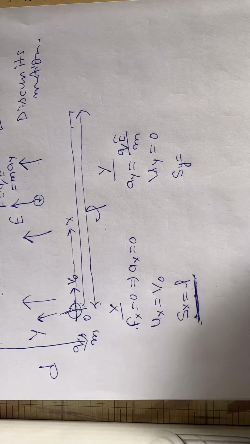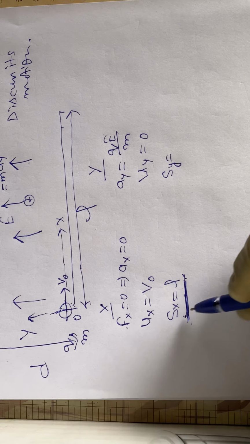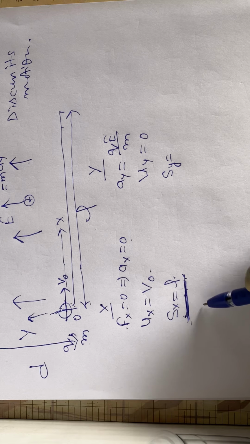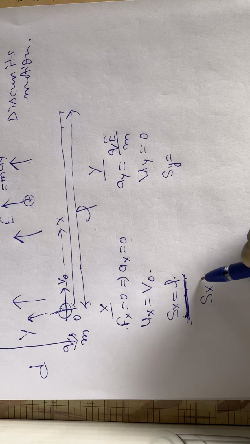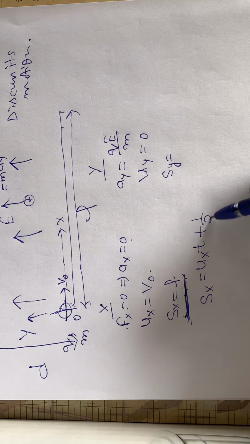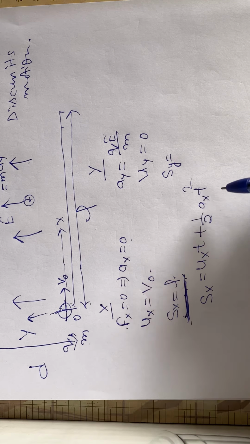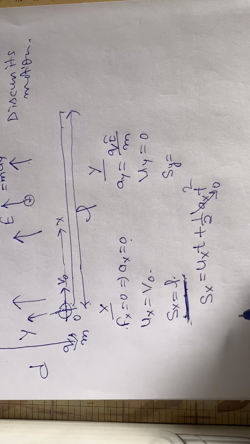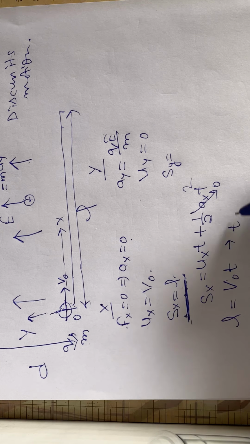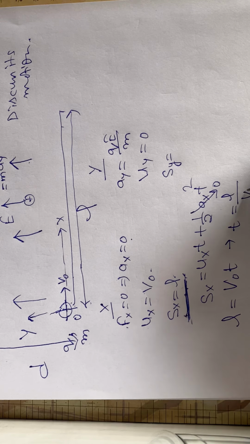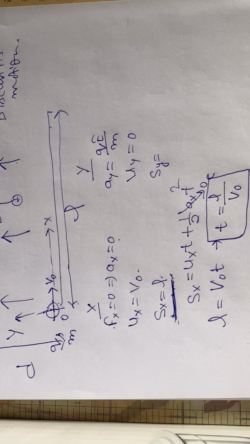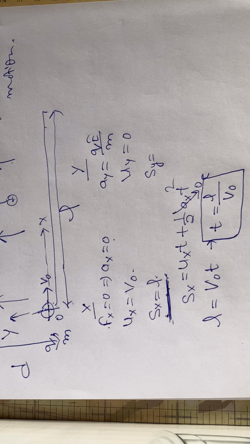By using the second equation of kinematics for the x-axis, because you can see three things are given, we can find the time using the second equation along the x-axis, that is sx equals uxt plus half axt square. There is no acceleration along the x-axis. So L equals v naught t, which gives t equals L upon v naught. This will be the time taken by the charged particle to cover the distance L.